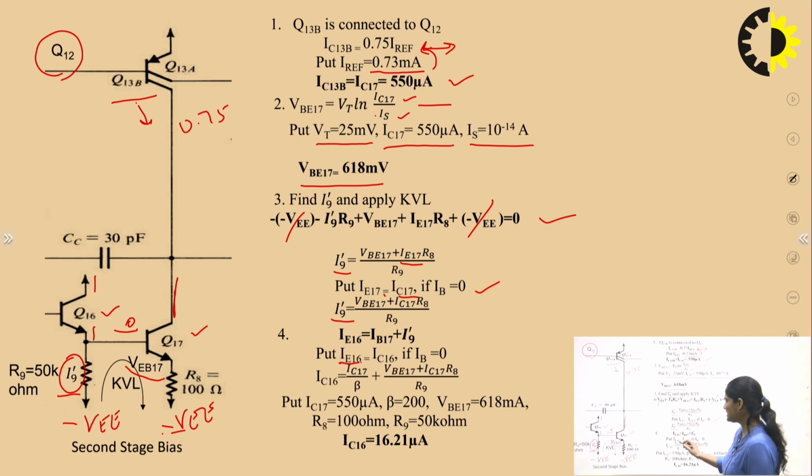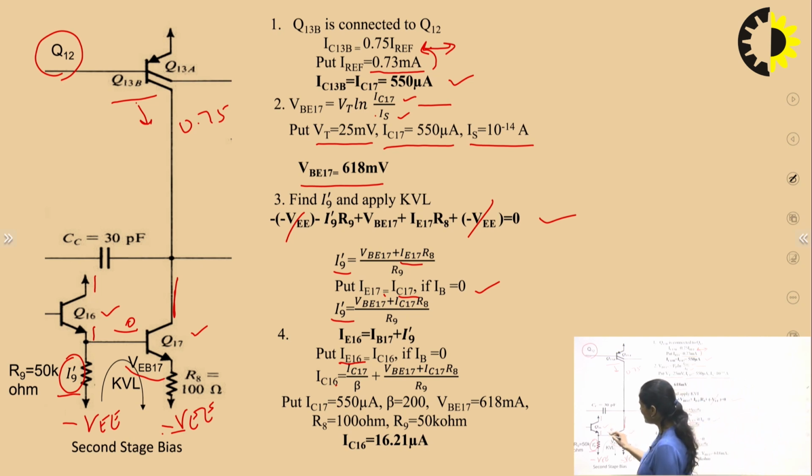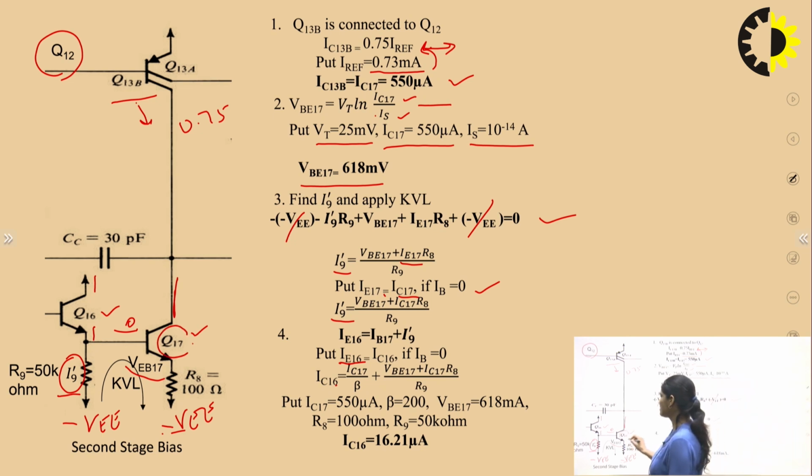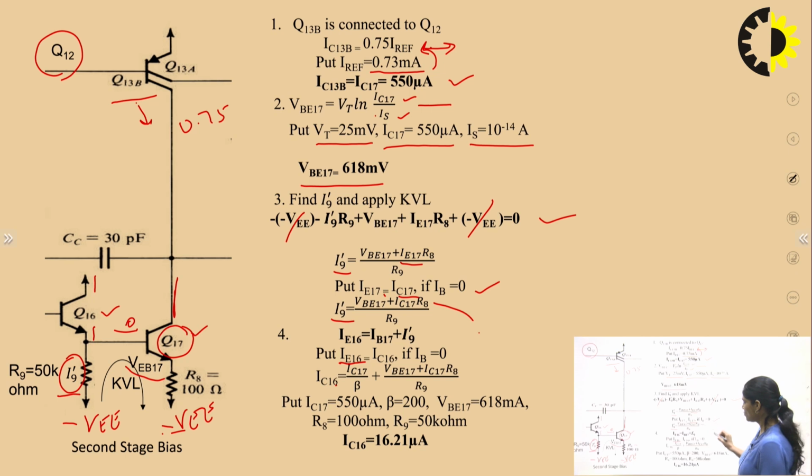Now here IE16 is equal to IC17 if IB is nearly equal to 0. If we consider beta very large, then that is equal to 0. But here we are considering that IC16 is some current, so collector current upon beta, and if we assume it is 0, you can put here 0. Now here we are assuming that IC17 upon beta is the base current across this transistor Q17 plus I9 dash. This equation you can put here.